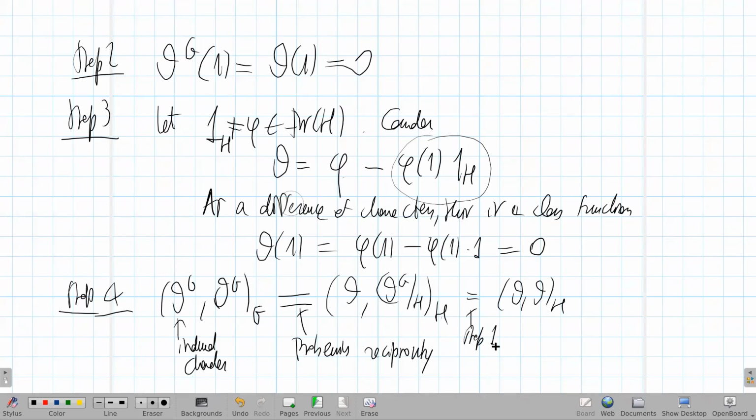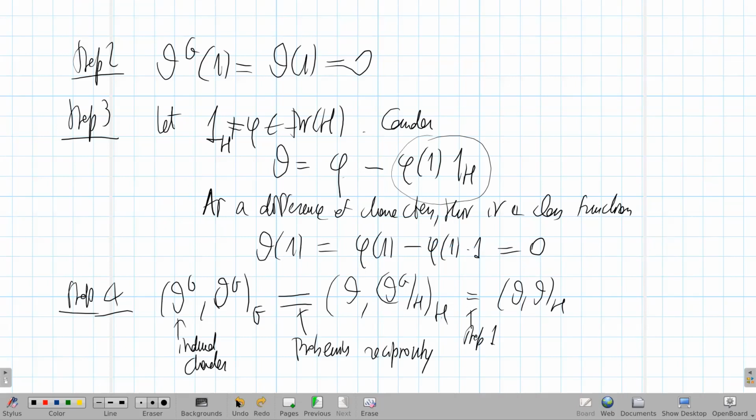And so theta is... and of course there's another mistake. Let me rewrite this: phi minus phi of 1. No, this is correct. Very sorry.